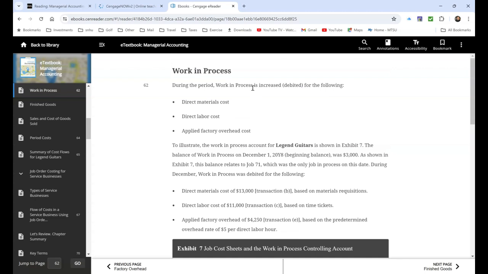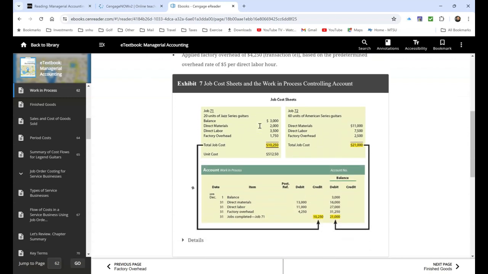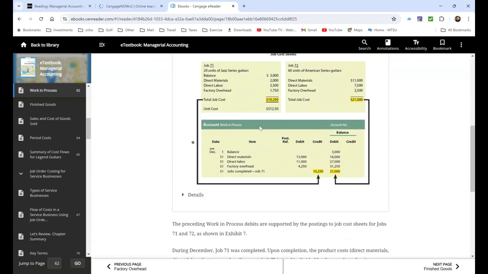And of course, again, you have these different work in process. You add direct materials, you add direct labor, you add the factory overhead. And of course, then when the job is complete, you would take that job out of work in process and move it over to finished goods, which is what's happened. So we finished job 71 here, and we've totaled all of the cost. And so we made 20 units, and you can see that if our total costs were 10,250, our unit costs are going to be 512.50.